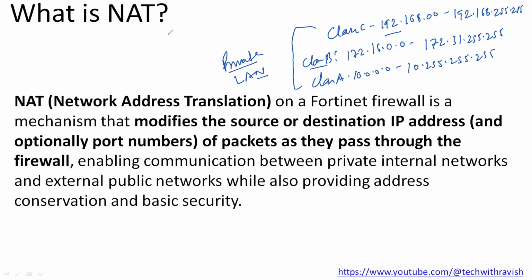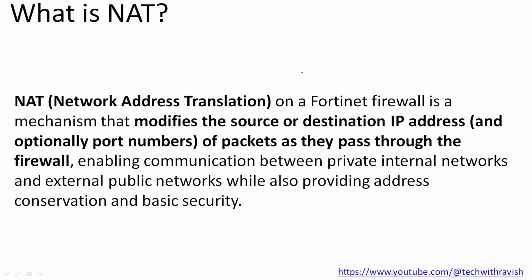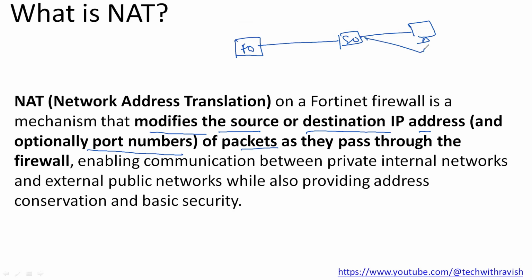To use the internet, we need a public IP address or a range of public IP addresses, and the private addresses have to be translated into public IP addresses. That is done by network address translation. Network address translation in a FortiGate firewall is a mechanism that modifies the source or destination IP address, and optionally the port number, of the packets as they pass through the firewall. That means when the traffic passes through the firewall, on one side is the local area network, this is my switch and the PCs connected, and there may be multiple PCs connected. My other interface is connected to the wide area network.